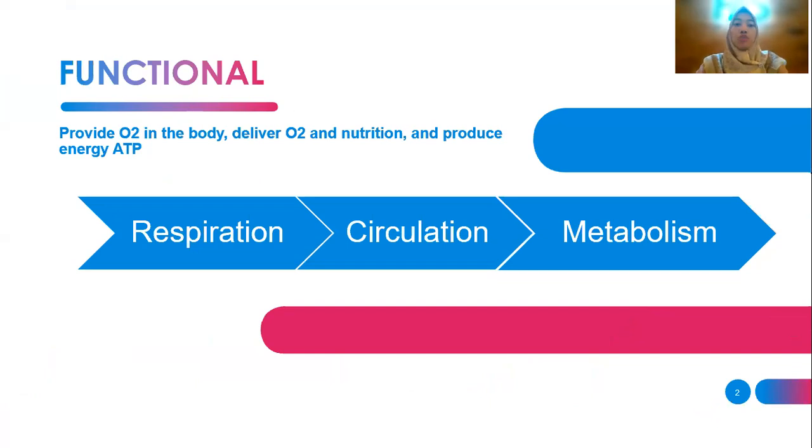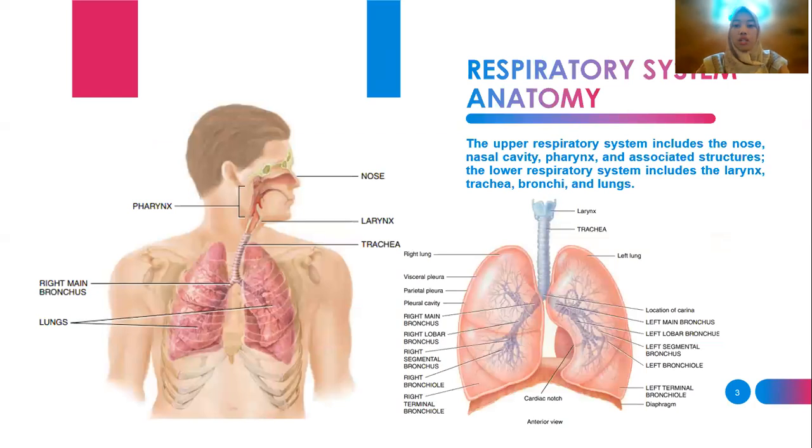We have to know about the functions of the respiratory system. First, respiration, which provides oxygen to the body. Second, circulation, which delivers oxygen and nutrition. And the last is metabolism, to produce energy or ATP. As for its anatomy, the upper respiratory system includes the nose, nasal cavity, pharynx, and associated structures. The lower respiratory system includes the larynx, trachea, bronchi, and lungs.